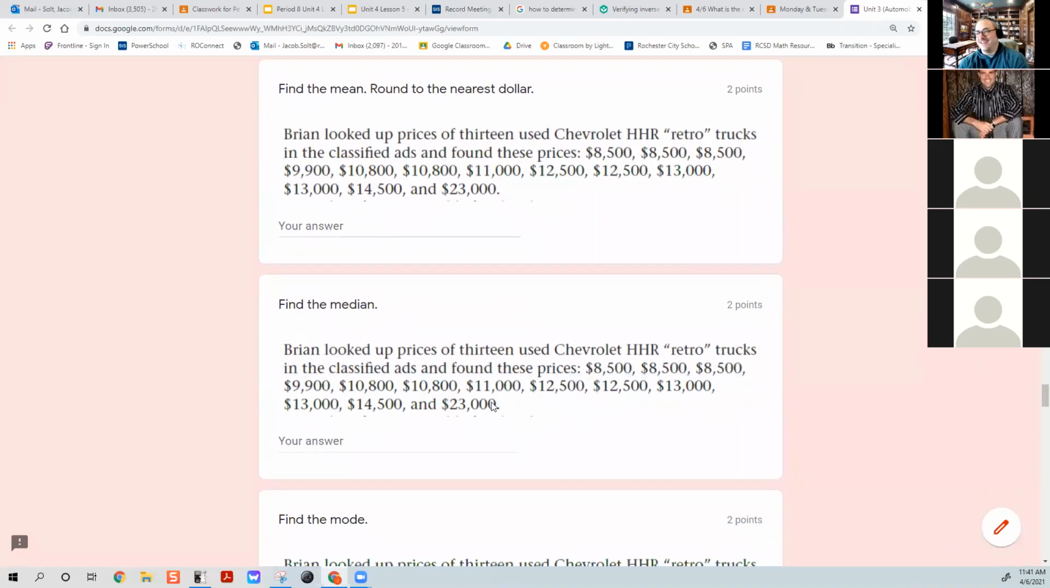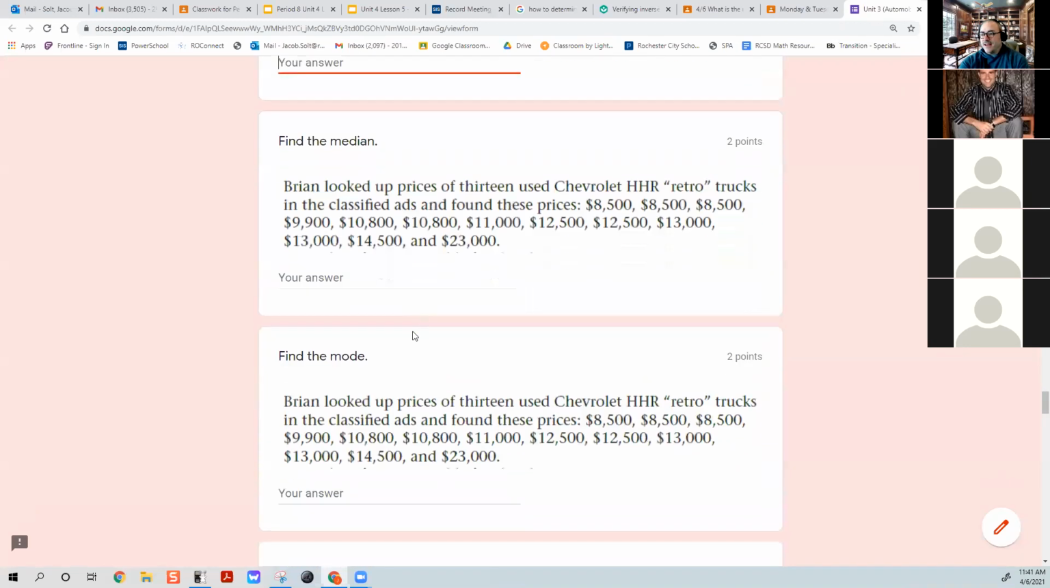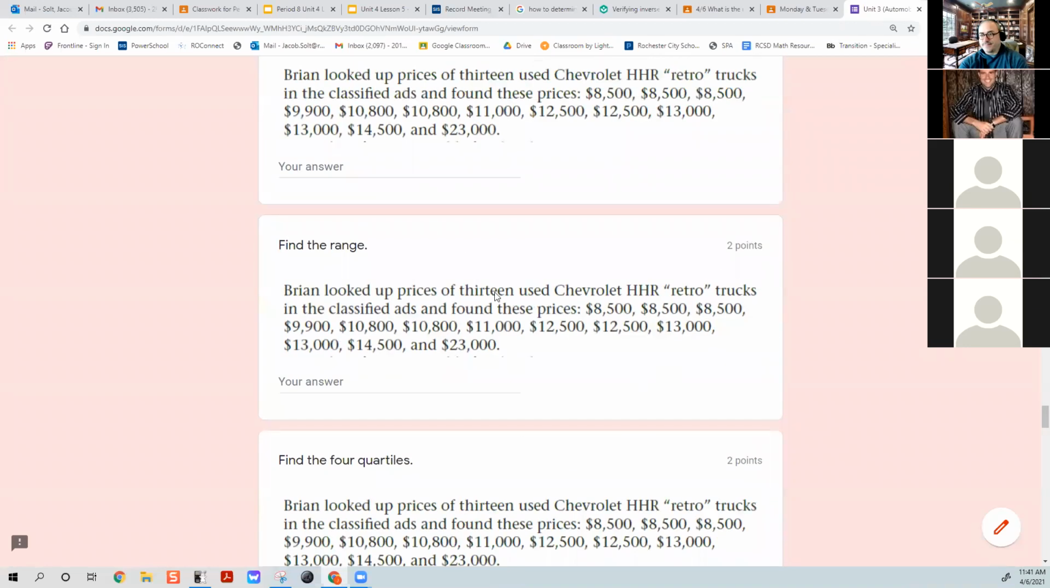But anyway, Brian looked up prices of 13 used Chevrolet HHR retro trucks in the classified ads and found these prices. Find the mean rounded to the nearest dollar. I think you should be able to do that at this point. Then I'm going to ask you to find the median, find the mode, find the range. Remember that range is the maximum minus the minimum. It's the biggest number minus the smallest number.